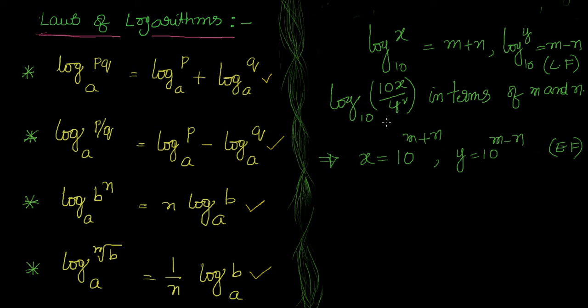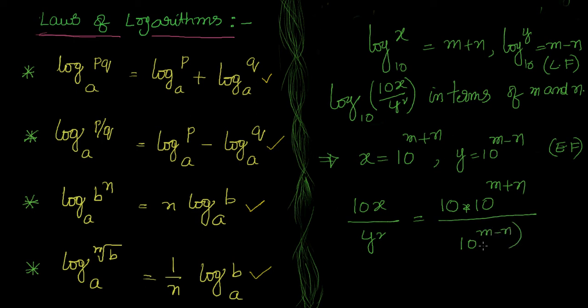Now what I have to find out, let me just find out that. That is 10 into x by y square is what I have to find out. So 10 into 10 to the power of m plus n divided by y square is nothing but what is y? 10 to the power of m minus n, right? So it becomes 10 to the power of m minus n whole square.